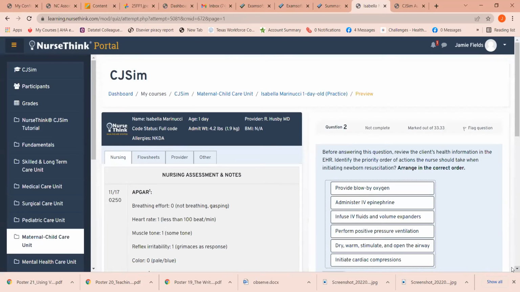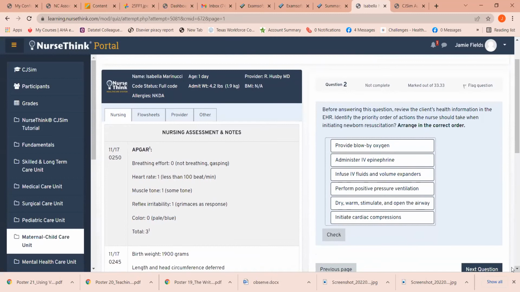We need to arrange these in the correct order. We're going to initiate newborn resuscitation for this baby. If there's something you want to review from the chart, put it in the chat so that I can pull it up. So which one of these things should we do first for that baby?